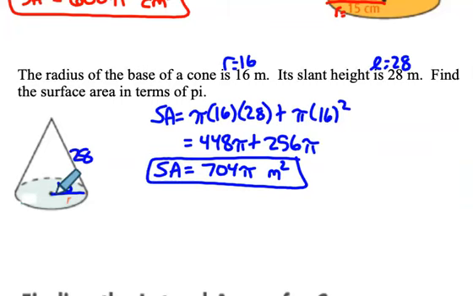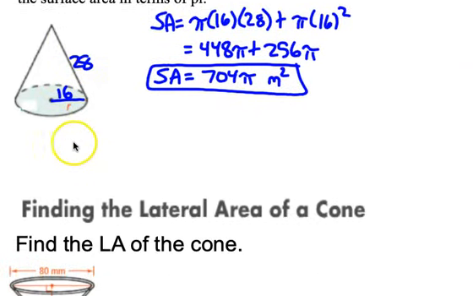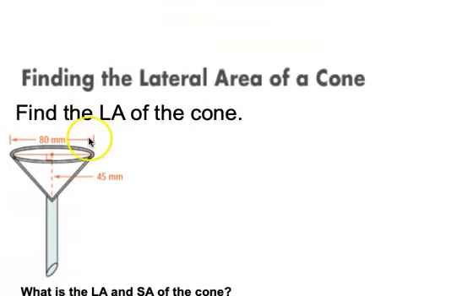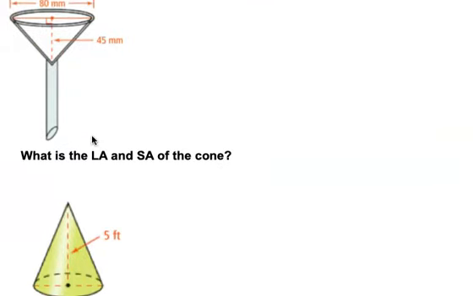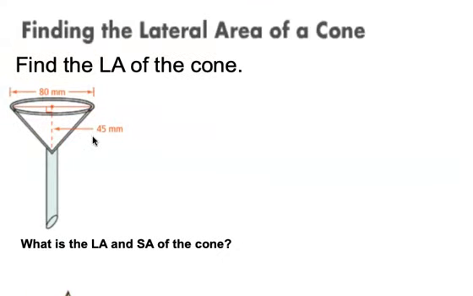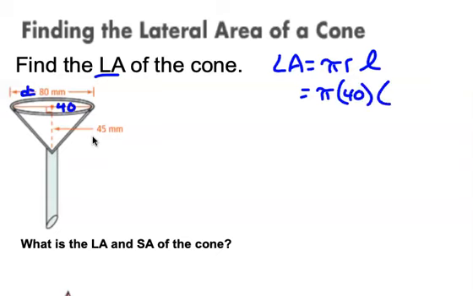Pi r L plus pi r squared. Okay, if they give you the wrong height, we can talk about that. For this one, that's the funnel, it just says LA. So for LA, we want to do pi times r times L. So we want to do pi times r. Okay, well, the diameter is 80. That means that the radius is 40. And then times L, but we don't have L. We've been given the wrong height. This is 45. H equals 45.